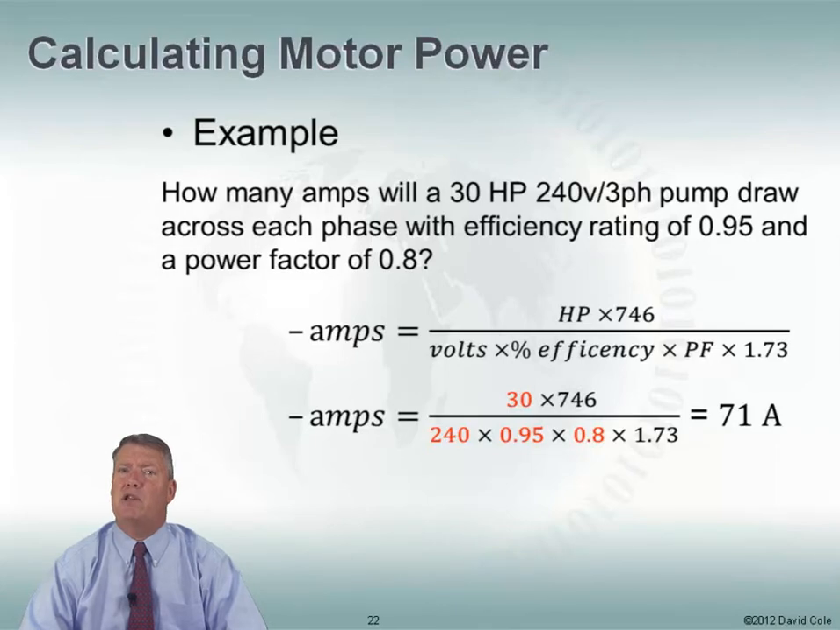So my horsepower is 30. See where that is on the bottom equation there. It's 240 volts. That's where my volts go. My percent efficiency rating, 0.95. My power factor, 0.8. When I multiply all of that out, the number of amps is going to be 71. So across each phase, it's going to draw 71 amps. So if I were to put this pump into my data center, I'll know how much power it's going to draw, how many amps that's going to draw across each one of those phases.